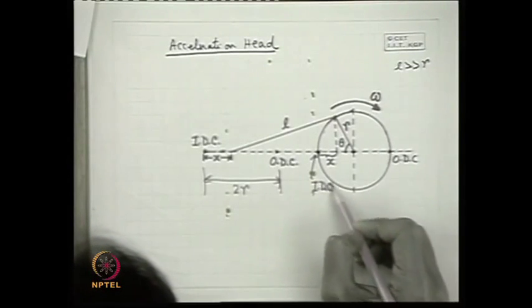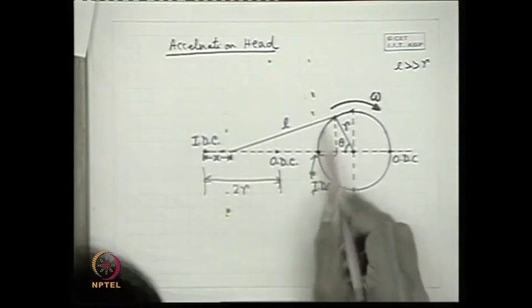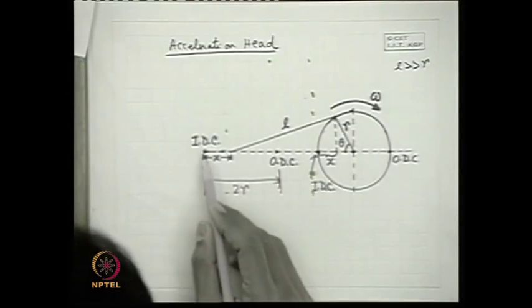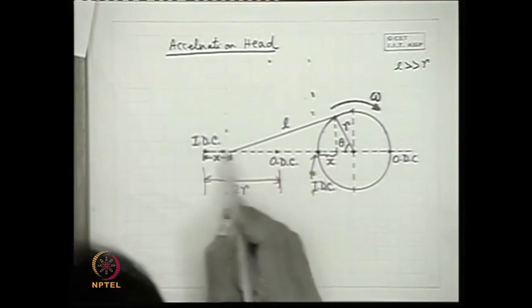So the next step is again from ODC to IDC. So therefore, one revolution of the crank completes one cycle. It is very simple. That means two reciprocating motions. One is suction, another is delivery.